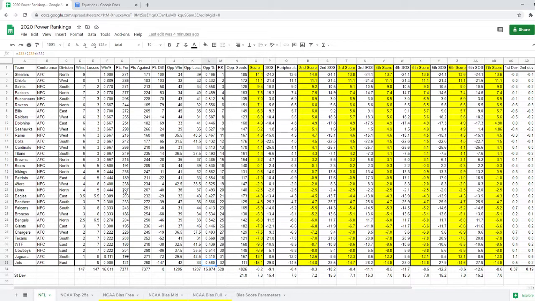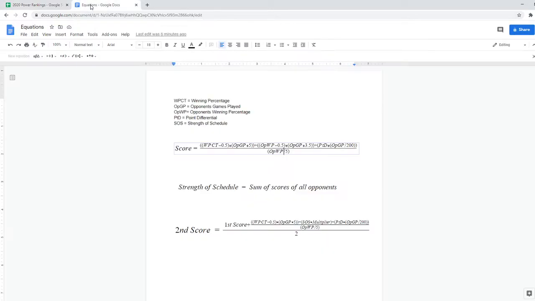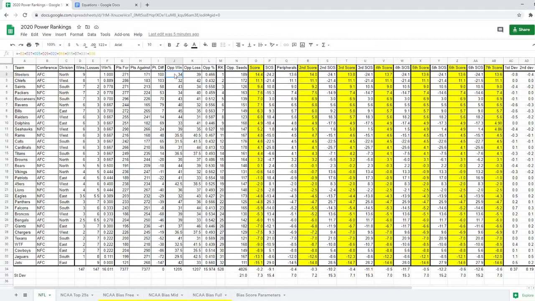And that's the whole point of that: to make the opponents' strength of schedule independent of the teams that you play. Now, of course, the same thing that I have here is opponents' winning percentage. Basically, you take the wins and you divide it by the total games played, and you get this. And that's simple enough there.